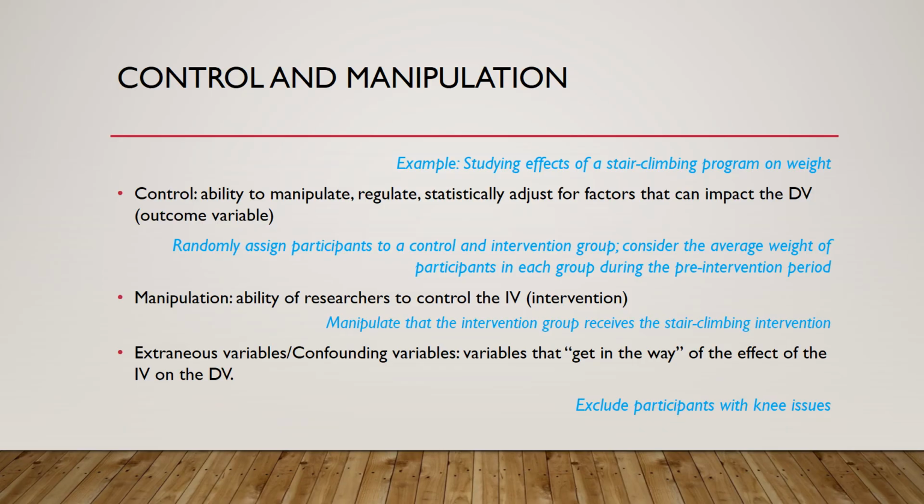So, for example, what if all the people in the stair climbing group happen to have a high metabolism? Or what if all the people in the control group happen to be avid runners? Those things could definitely affect weight. And then I wouldn't be able to see the effects of my stair climbing intervention. So to address this, I control or regulate or statistically adjust for those factors that could affect the dependent variable, the outcome variable. So to address this, I could control who's in which groups.